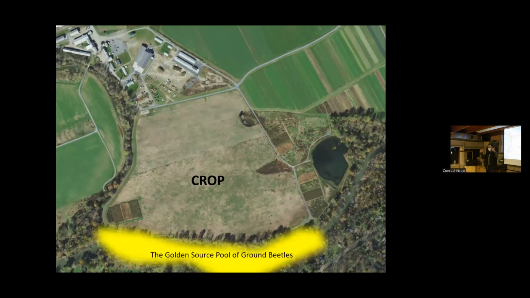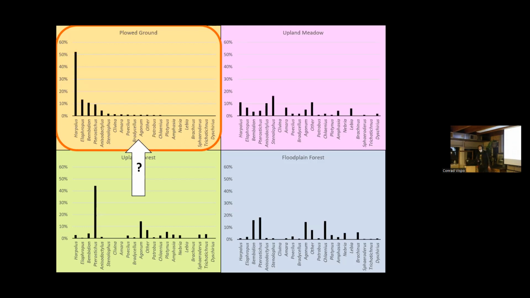And the general thought process, to detail that a little bit more, is that somehow, perhaps in this forest, you have some golden source pool of ground beetles, and there's an aura of diffusing ground beetles that come out here, so that when this field is plowed, those ground beetles can just repopulate that field. That's kind of the theory. Theory is too big a word for something as simple as that, but that's the idea.